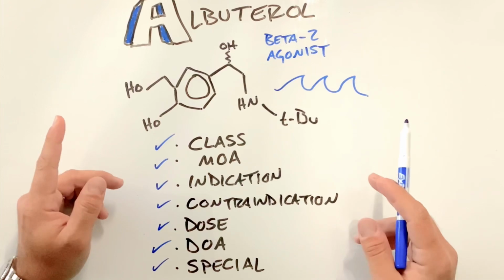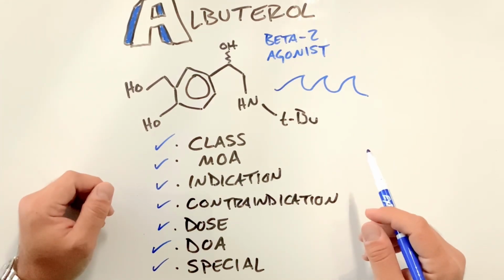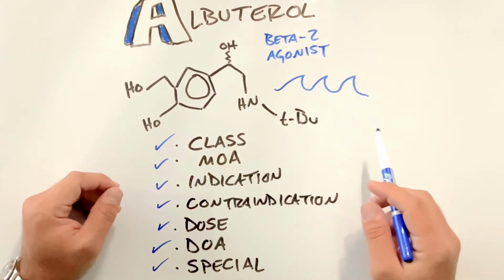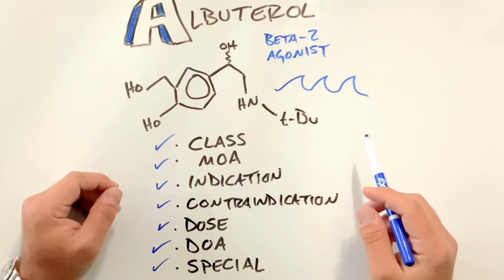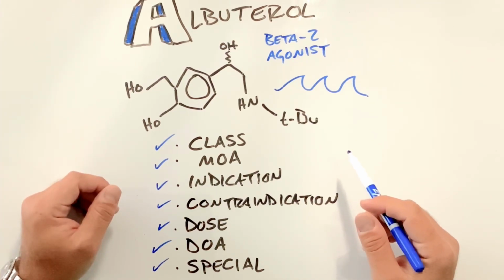So albuterol is a great medication that helps our asthma and COPD patients a lot. Make sure you listen to lung sounds if you can. Make sure you get them on an end-tidal waveform if you can, to confirm bronchoconstriction or bronchospasm. And that's it.